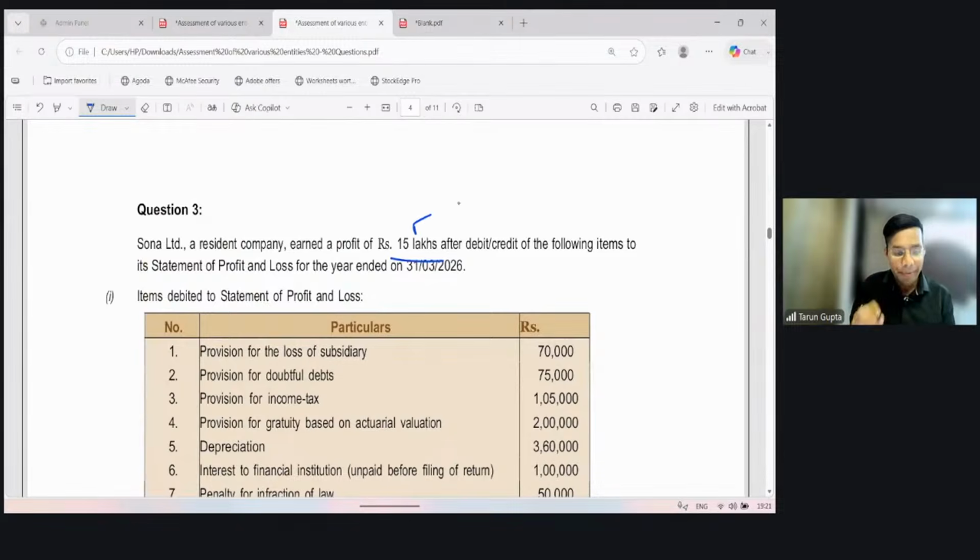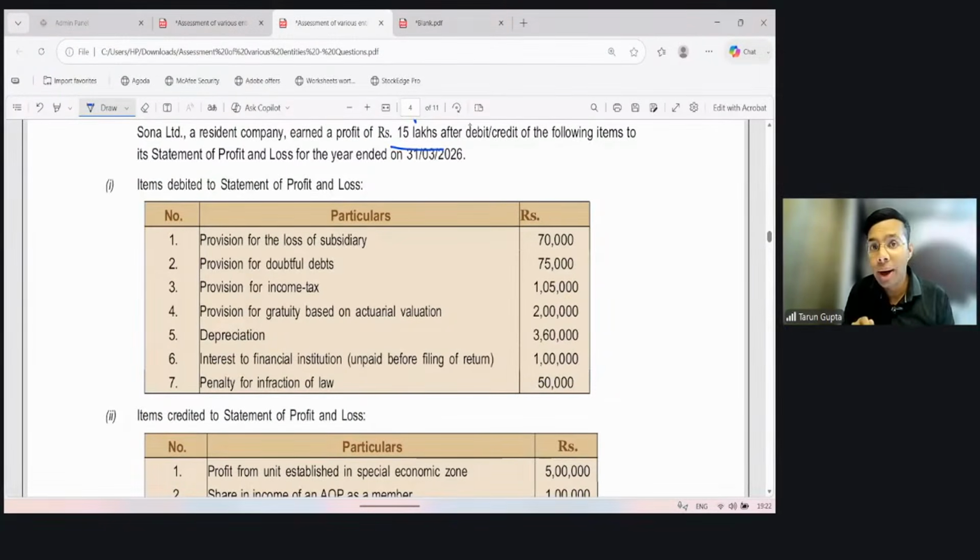So I'll start with 15 lakh. Now, what are the items debited to the P&L account? I have to see whether I need to add any of these items. Provision for loss of subsidiary, yes, I have to add it. It's specifically stated in Section 115JB. Provision for doubtful debt, yes, because it is a provision for diminution in the value of an asset. What is the asset? The asset is a debtor. So there's a provision for diminution in the value of debtor, and therefore I have to add it back. Provision for income tax, specifically stated. Provision for gratuity based on actual valuation. Since this provision of gratuity is based on actual valuation, it is treated as an ascertained liability, so it's not an unascertained liability and therefore need not be added back.